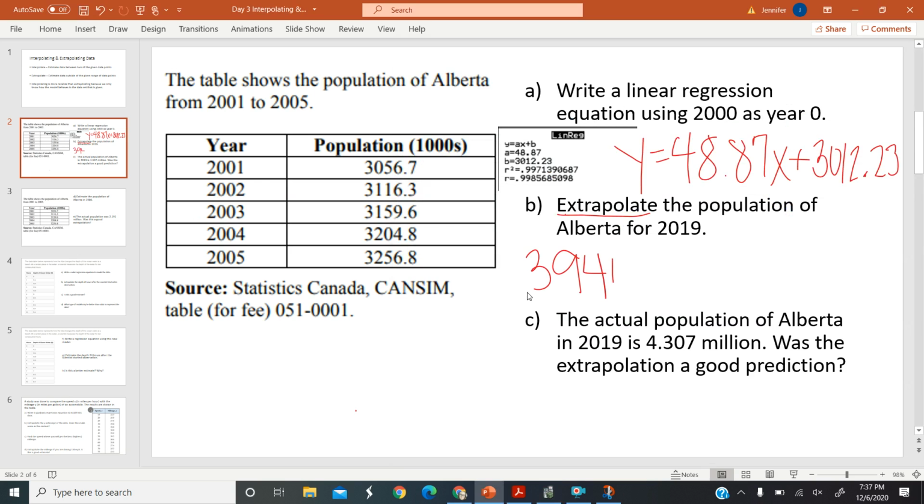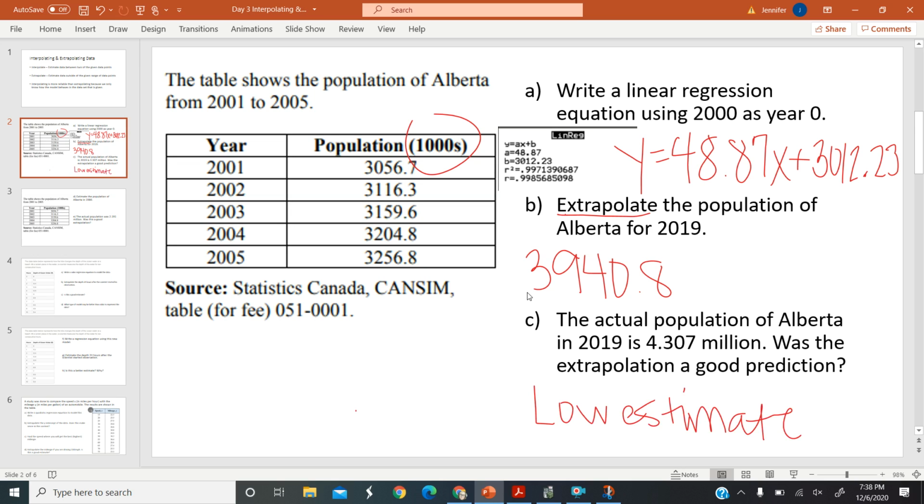So 3940.8 is the extrapolation we got. And then it tells you that the actual population of Alberta in 2019 was 4.307 million. So that would be like 4,307 with the way that the rest of them are written, since it's written weird in thousands here. So it wants to know, was the extrapolation a good prediction? So with that being 4,307 and that being 3,940, our estimation was pretty low, is how you would answer that, is that we got a low estimate.